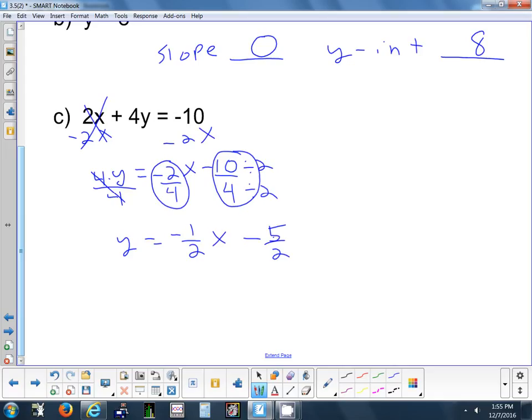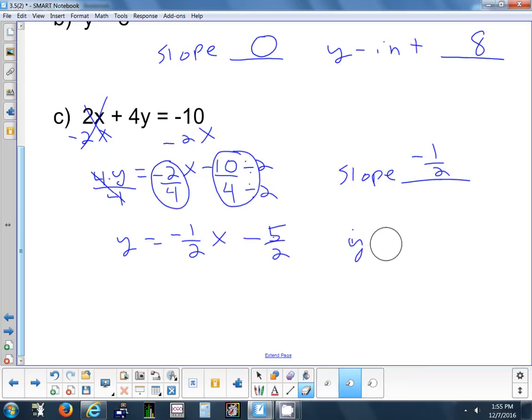So now, what is my slope? Slope is negative 1 over 2. What kind of slope is that? If I asked you to describe it, that's a negative slope. And what about my y-intercept? What would that be as a decimal? Because if you were going to graph that, you'd probably want to change that to a decimal. What's negative 5 divided by 2?